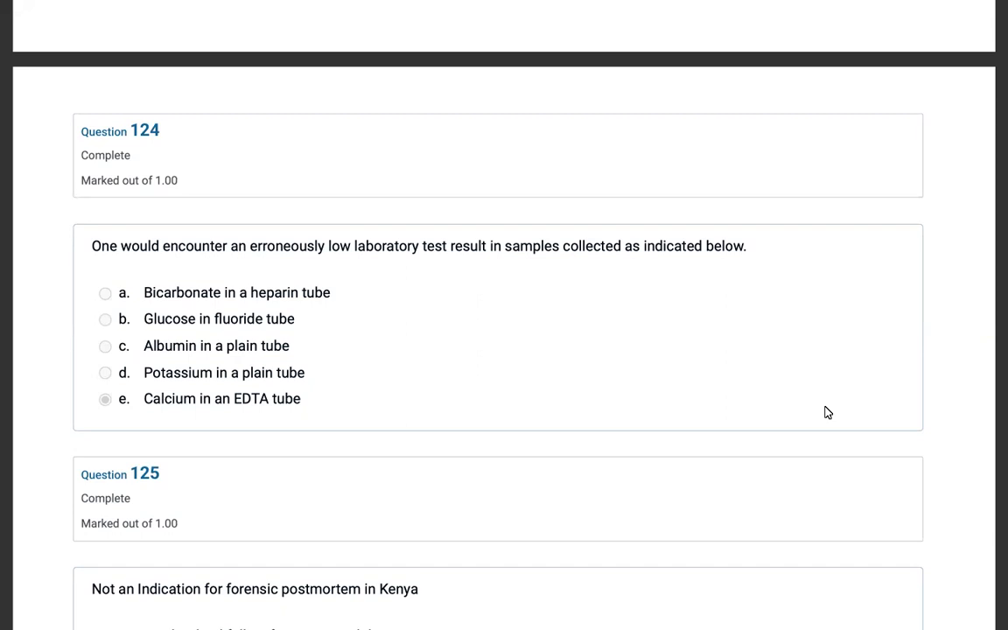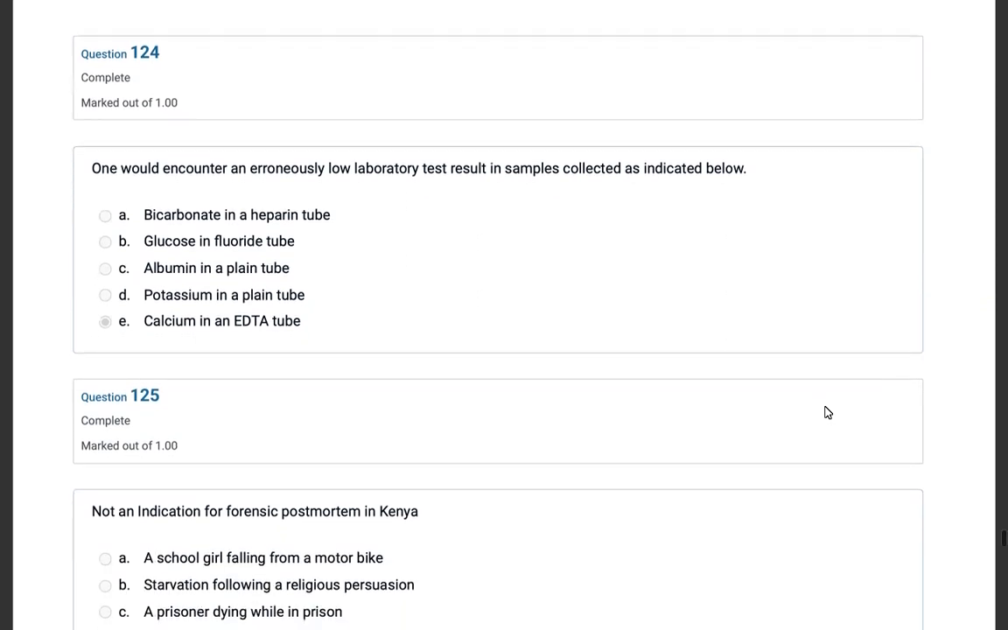Tuendelee Mahdi. Sasa Question 124. Sasa hii ilikuwa nataka kuruka niseme ni ya clinical, lakini tufanye.